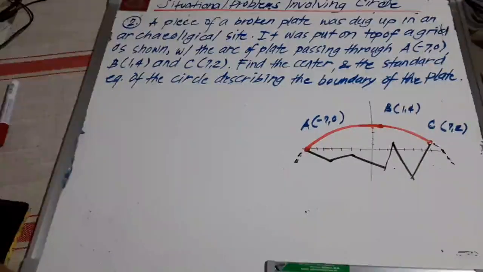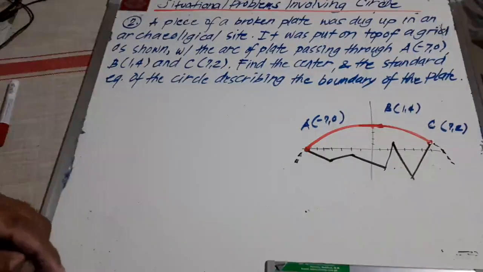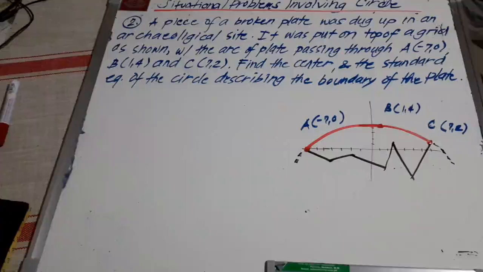Okay, this is my second example about the topic situational problems involving circle. It says a piece of a broken plate was dug up in an archaeological site. It was put on top of a grid as shown, with the arc of plate passing through A(-7, 0), B(1, 4), and C(7, 2). Find the center and the standard equation of the circle describing the boundary of the plate.